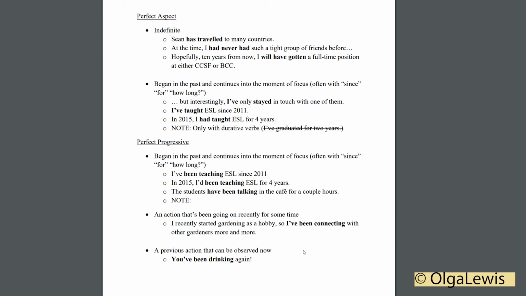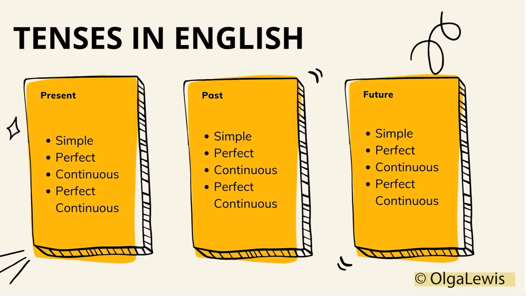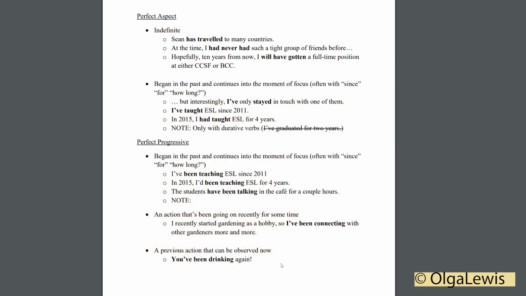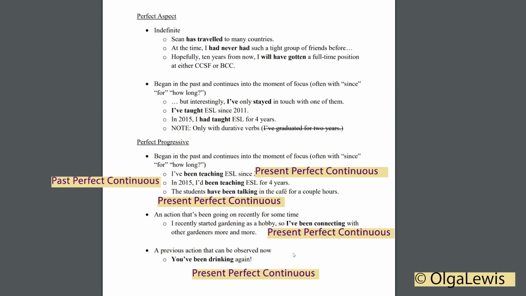And the last one is perfect progressive. We're looking at our chart. You can see that present, past, and future tenses, all three have the perfect progressive or perfect continuous aspect. So, perfect progressive or perfect continuous describes an action that began in the past and continues into the moment of speech. You can see a couple of examples. And also, it describes an action that began in the past and is going on for some time. Or a previous action that could be observed right now.